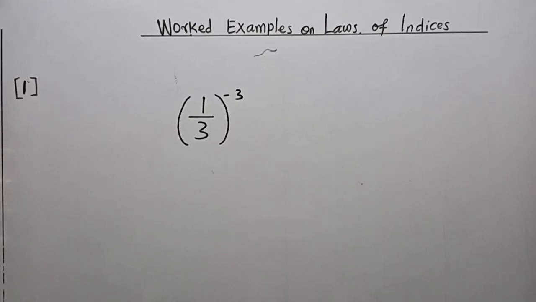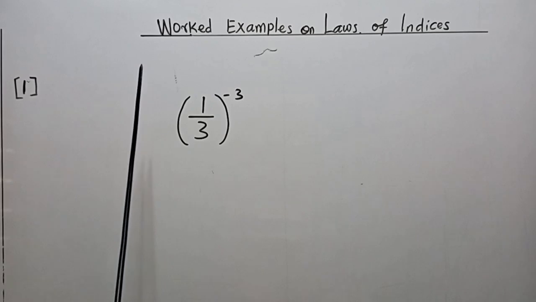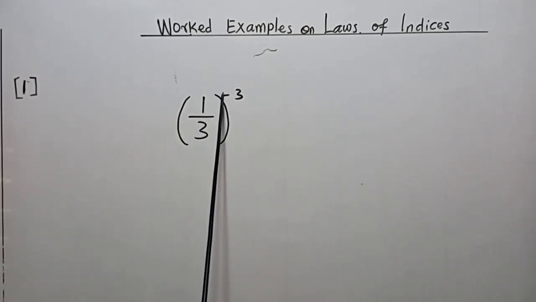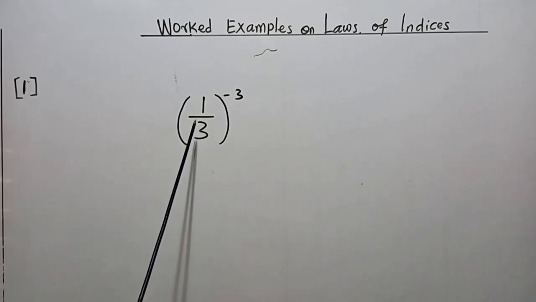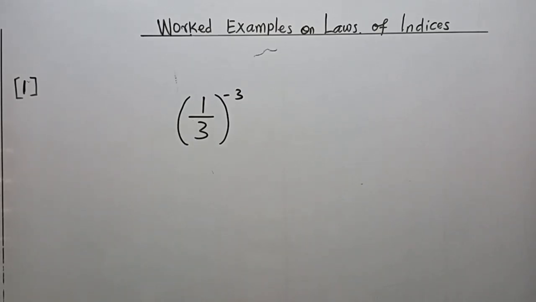And this is example number 1: 1 over 3 raised to the power minus 3. Which laws do you think are going to apply if we want to carry out this number operation or to modify this expression? Check if you're going to agree with me. In the following laws, which I believe are applicable in simplifying this operation? Please check.